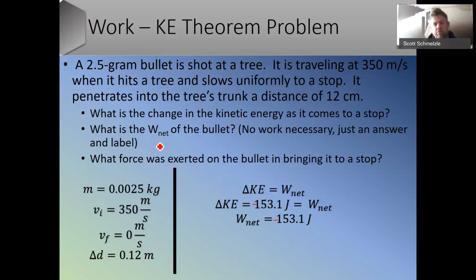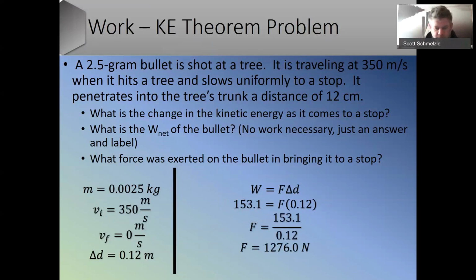So again, it's losing kinetic energy, so it's turning into some other form of energy for us. So our net work on this bullet is negative 153.1. Again, that should make sense because the bullet's trying to go that way and the work is applying against it. Because the work is applying against it, it's going to be negative. When we use our motion in one direction, anything that's acting against our motion, as long as we're moving forward, that's going to be negative. All right? Last one.